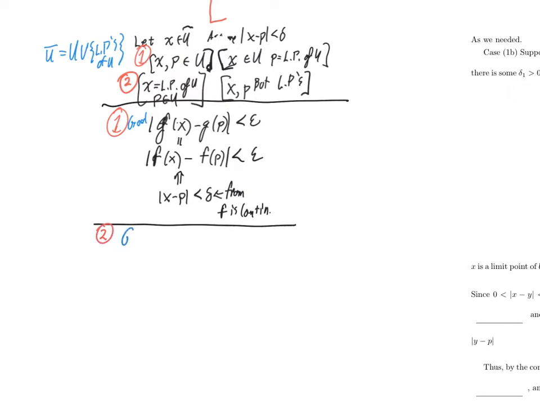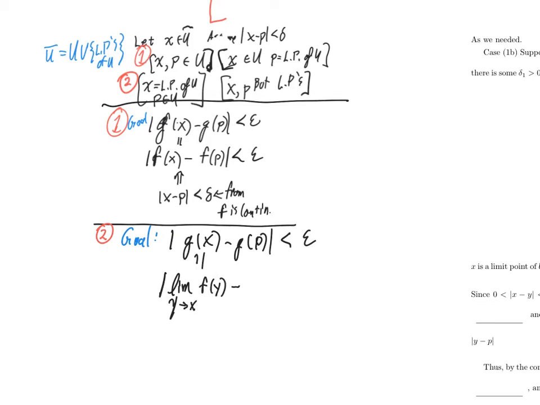So here's my goal. My goal is the absolute value of g of x minus g of p is less than epsilon. Now, let's see what I have. x is a limit point of U, and p is in U. So I know what g of x is. g of x is the limit as some other variable y approaches x of f of y. And g of p, well, that's the same thing as f of p. So there's my new goal.